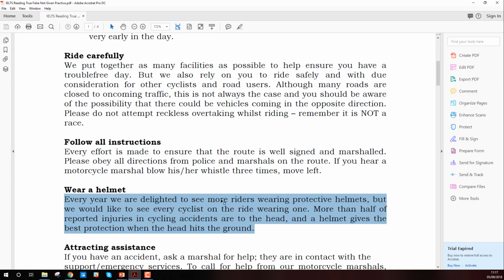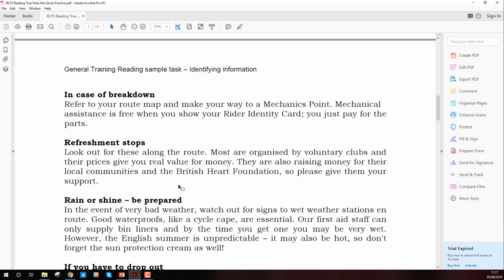Yes, because it says every year we're delighted to see more riders, but we would like to see every cyclist on the road. We would like to see. So they're not saying it is compulsory. They're saying we would like you to do that. Imagine you're speaking to your child and you say, I'd like you to stop eating so many sweets. Does that mean they must do that? No, you're saying that you would like it to happen. There's a big difference between saying, I would like you to stop eating so many sweets, or saying to your child, it is compulsory, you must, it is a rule, you will never eat sweets again. Let's have a look here.